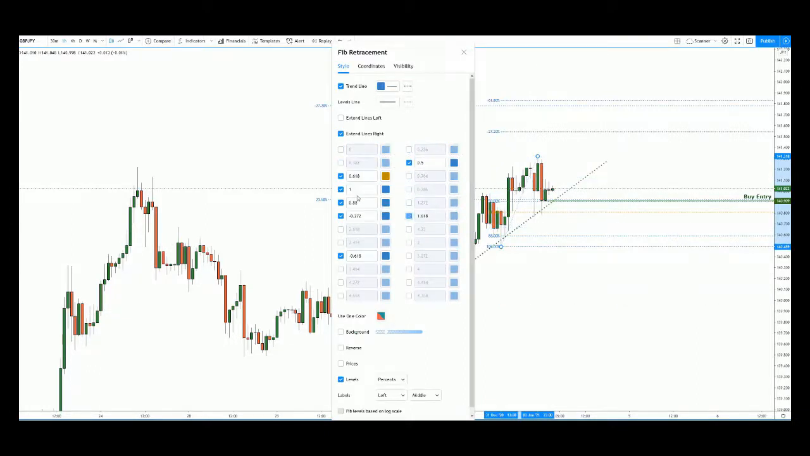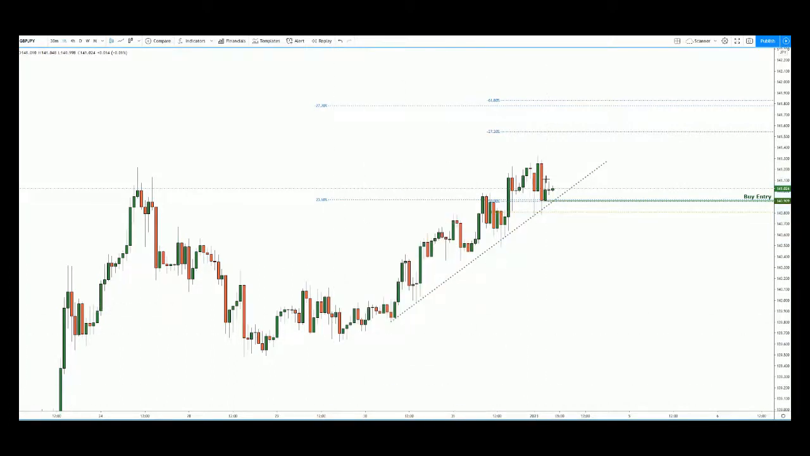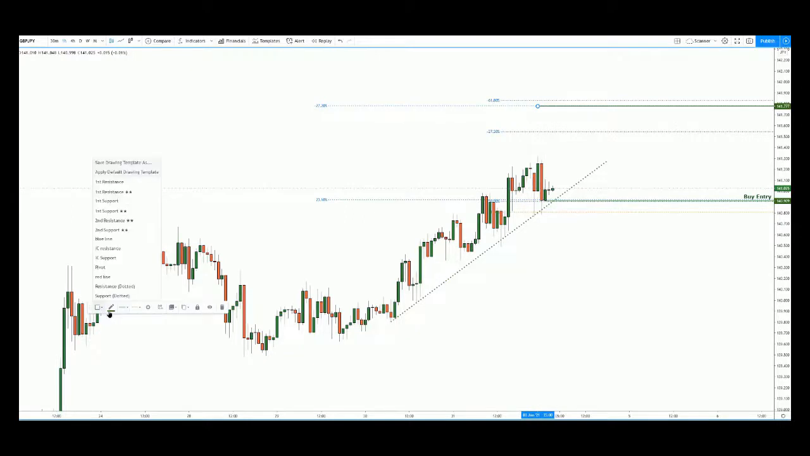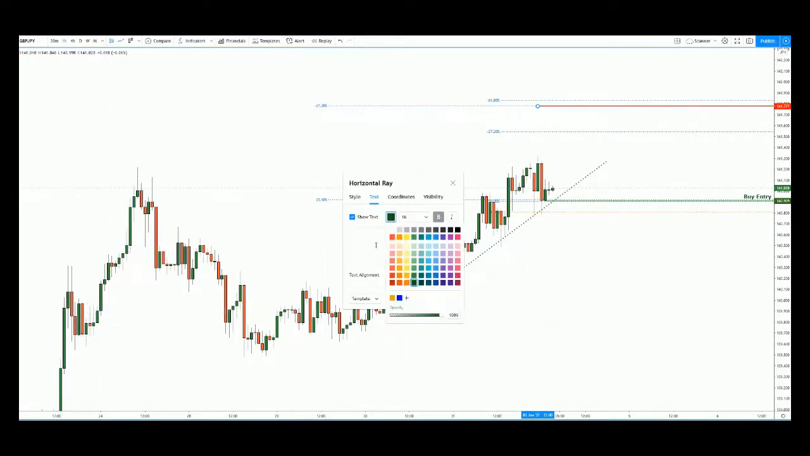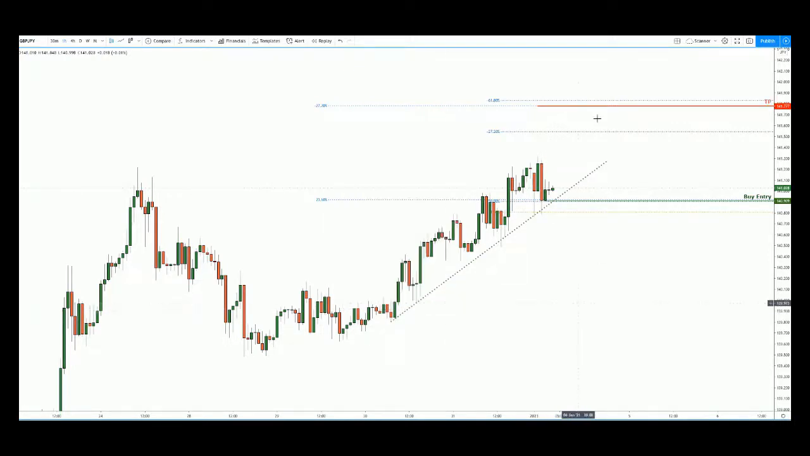I'm going to leave the 61.8 there because that is a pretty key level, and I'm going to leave the -27 and -61.8. So of course we have a daily target over here. This can be our daily target. This can be our TP. And then of course, on an intraday basis, we can have a few other TPs. This can be a partial take profit or the recent swing high as another partial take profit.